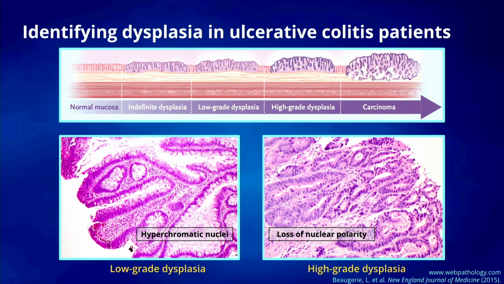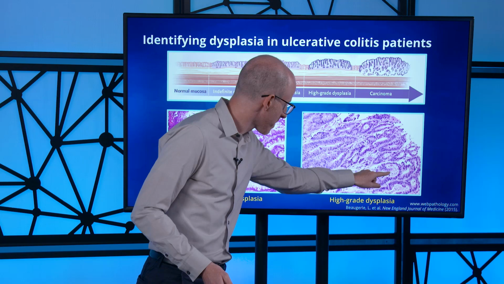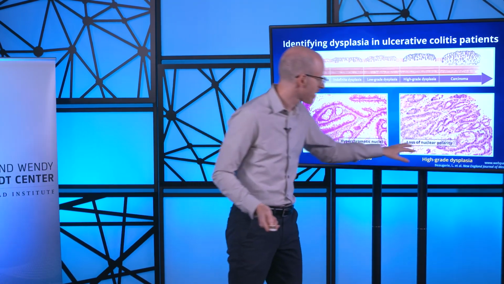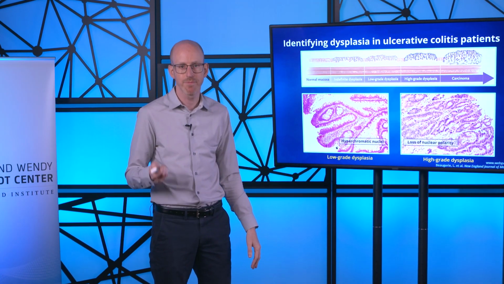In the high-grade dysplasia, the pathologist has noted this loss of nuclear polarity. When you look at the nuclei, they're kind of scattered all over the place. Normally the nucleus is in a specific region of the cell, and during cancer, you start to lose this regulation of where the nucleus is in the cell. So that's the loss of nuclear polarity that a pathologist would note in this tissue section.